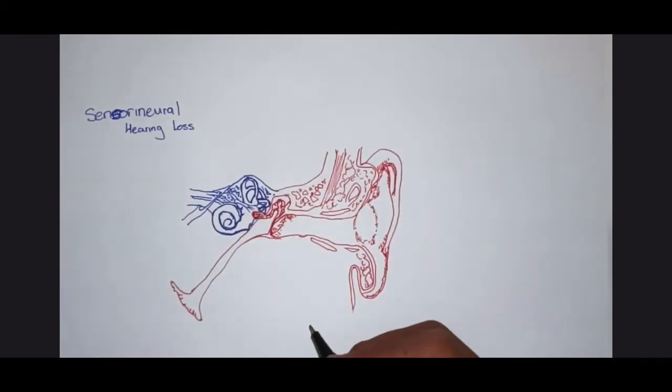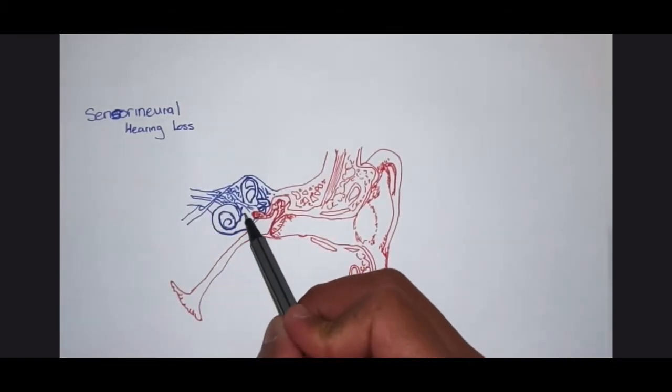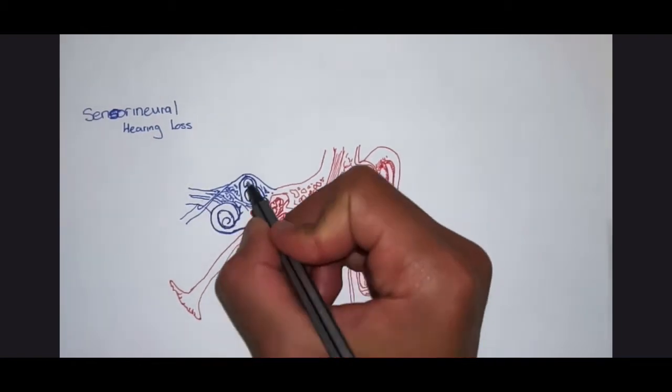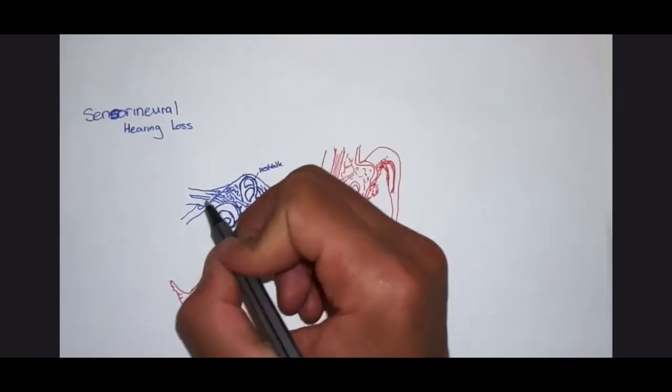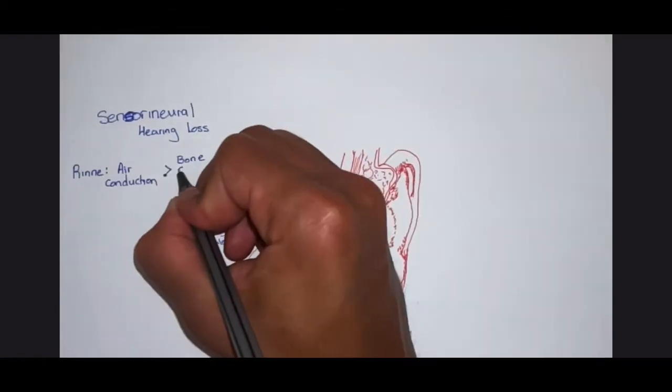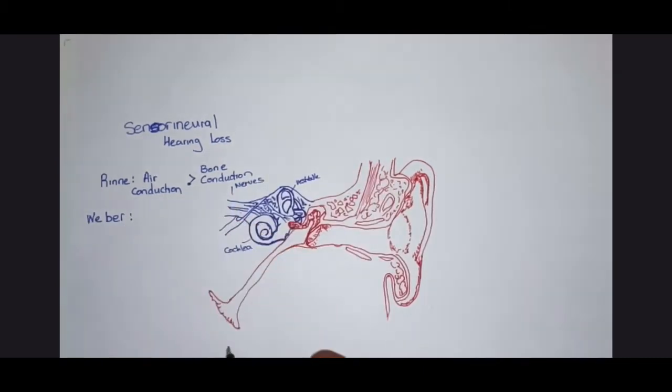In sensory-neural hearing loss, the problem is due to something occurring after the ossicles of the inner ear, i.e. the vestibule, the cochlea, or the nerves. So the Rinne test will show air conduction is better than bone conduction, and the Weber test will localize to the normal ear.